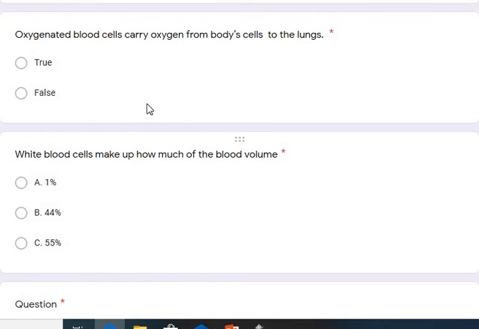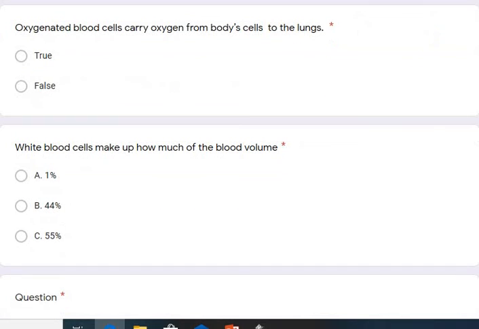Oxygenated blood cells carry oxygen from body cells to the lung. False. Oxygenated blood cells carry oxygen from the lung to other body cells. White blood cells make up how much of the blood volume? White blood cells make only 1% of the blood volume.